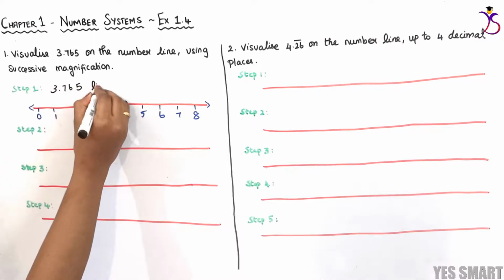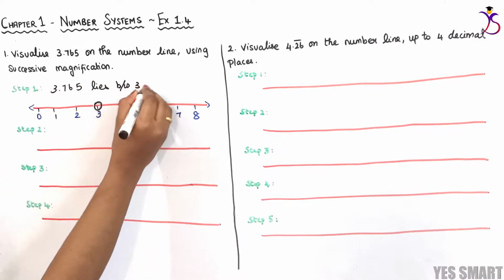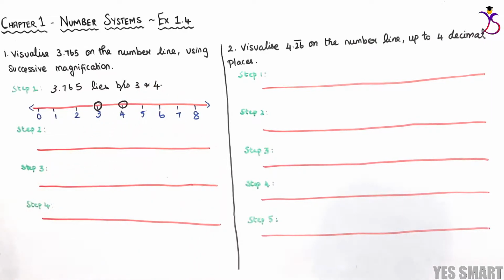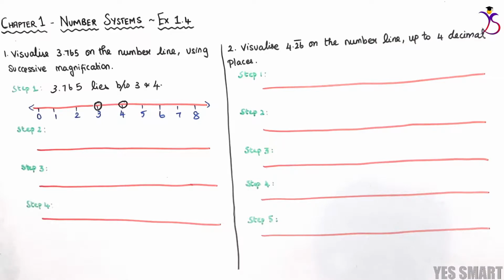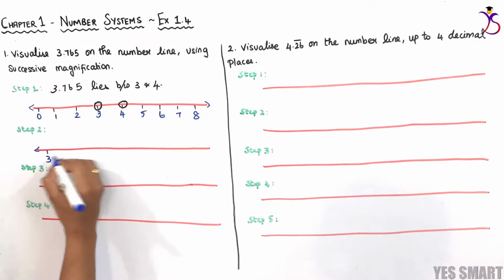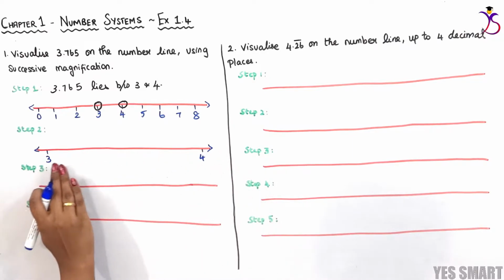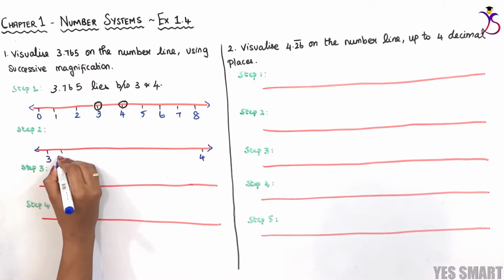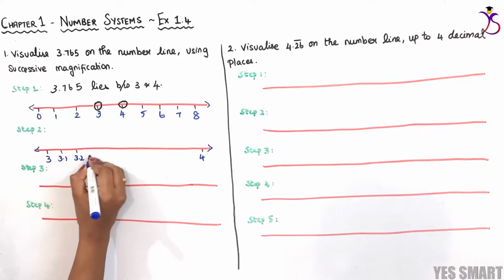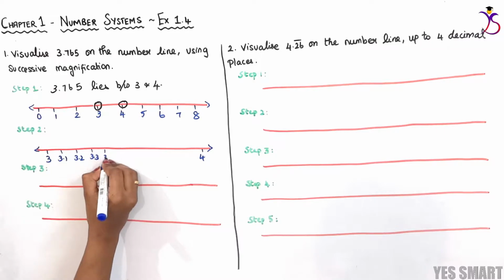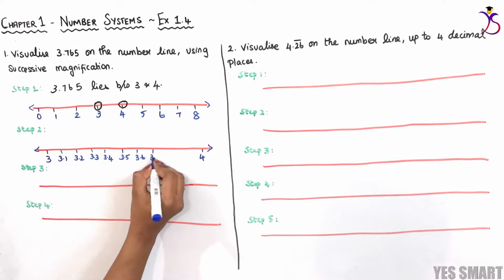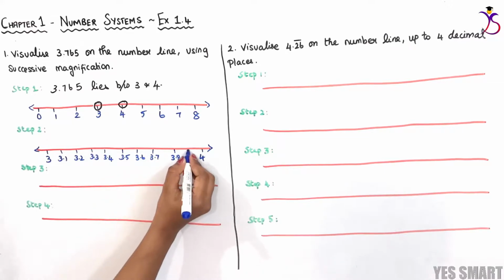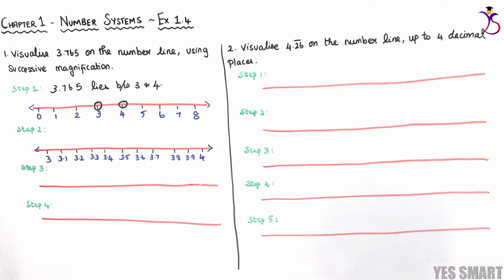3.765 lies between 3 and 4. Now, let's magnify this 3 and 4 in the second step. We should choose 3 and 4 as the start and end point, and we should start the number line with 3 and close it with 4, and we are supposed to put the in-between values with decimals. So after 3, 3.1, 3.2, 3.3, 3.4, 3.5, 3.6, 3.7, 3.8 and 3.9. After that it is 4.